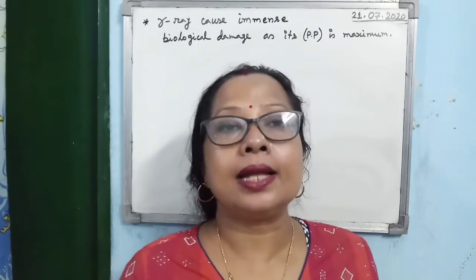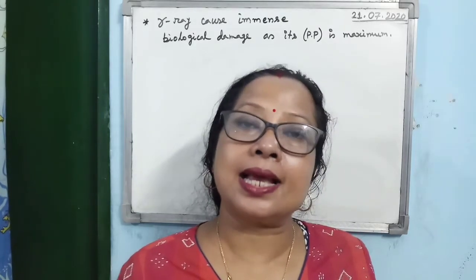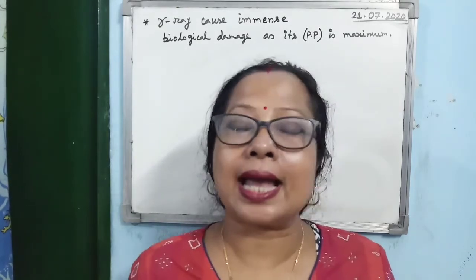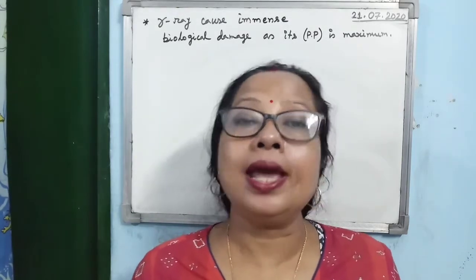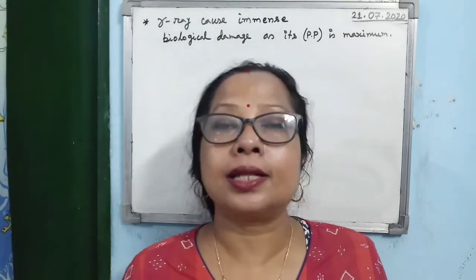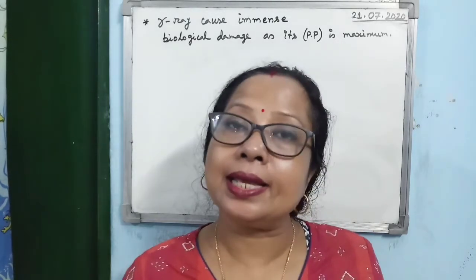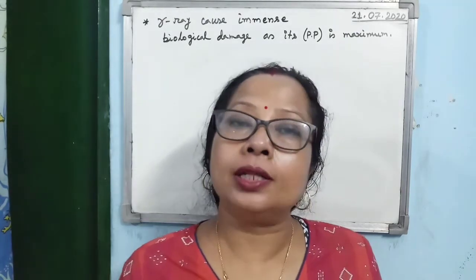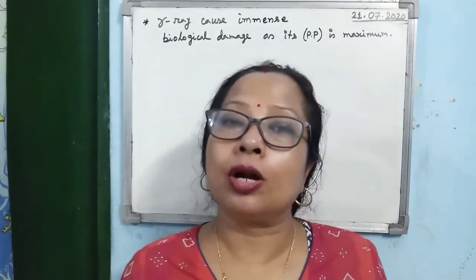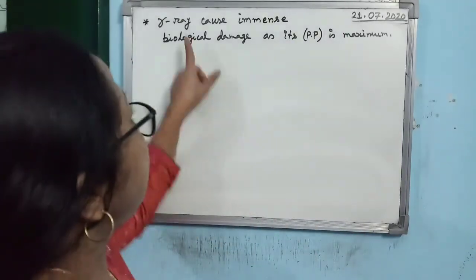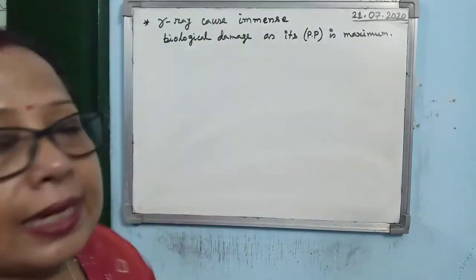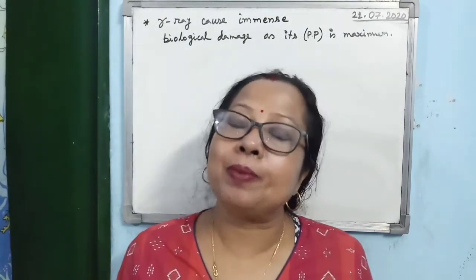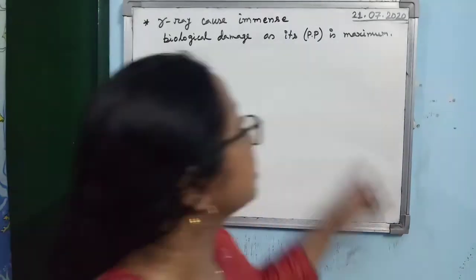What is done is that when the cancerous cells are exposed to gamma rays, the gamma rays simply burn the cancerous cells. So in that way gamma rays are useful for cancer patients, but they are very harmful for normal living beings, normal human beings. So gamma rays cause immense biological damage. Why can they cause immense biological damage? Because their penetrating power is maximum.